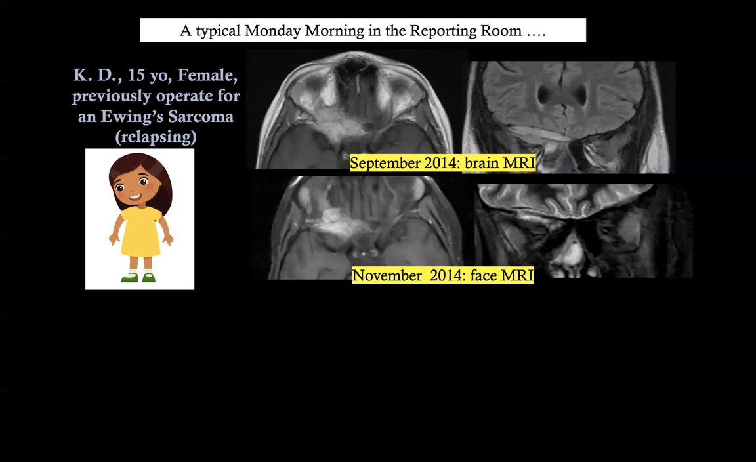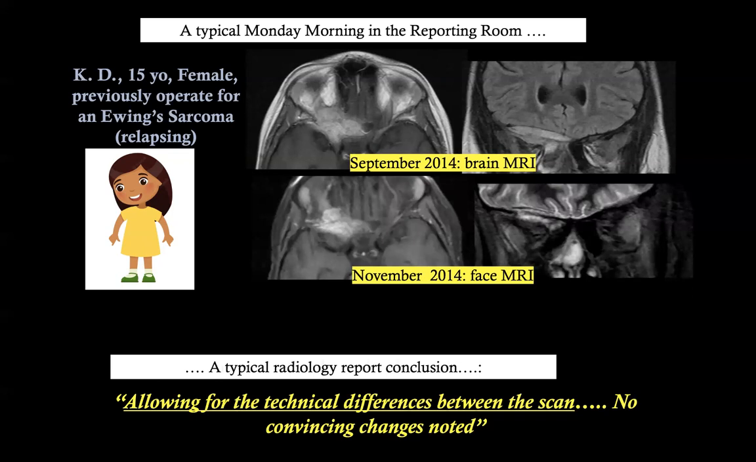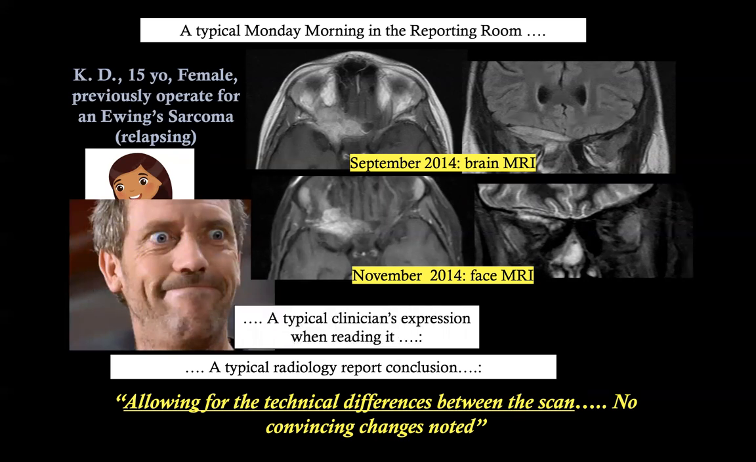And of course, we have, at this point, the typical radiology report conclusion. We all have written that once in our life, along the lines of: allowing for technical differences between the scans, blah, blah, blah, no convincing changes noted. And of course, we have no other option than to write something like that. But the consequence of this report is the typical face of a clinician reading the report. They don't know what to do. So we need standardized protocols that are also flexible and disease specific.